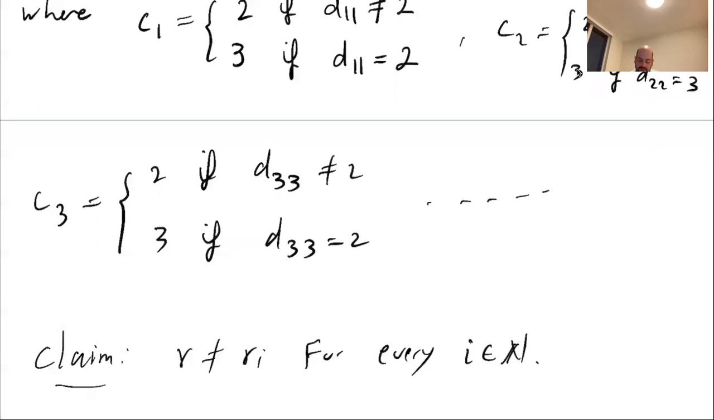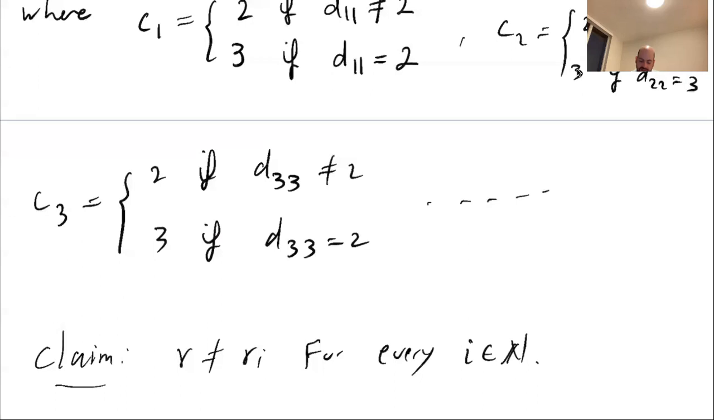D11, D12, D13, and so on. So I want to look at D11. Now, let me give you an example. Let's say R1 equals 0.5789, for example. Now, this is my D11.